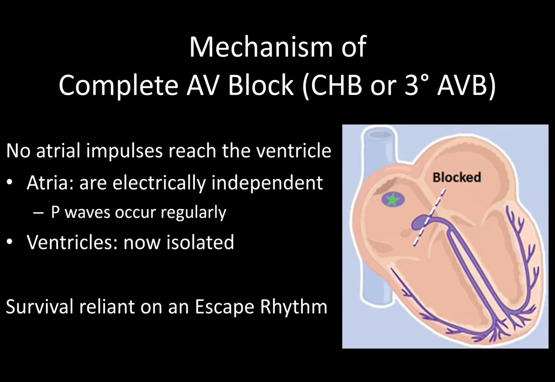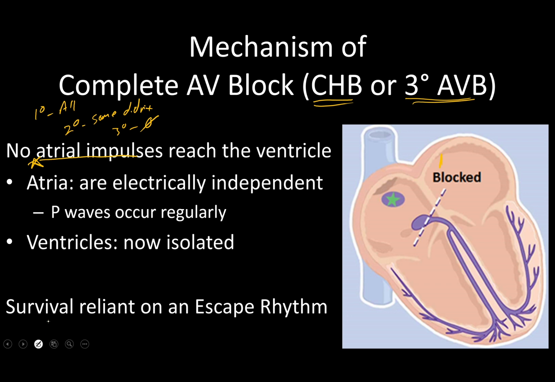Complete AV block, complete heart block, also known as third degree AVB. What's going on? What's the idea? Well, as each of these heart blocks has progressed, they've gotten worse. In first degree, they all made it through. In second degree, some didn't. And when I say get through, I mean atrial impulses. In third degree, none of the impulses make it through. And that's what makes this a complete heart block.